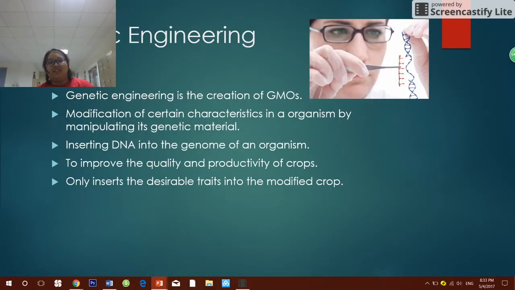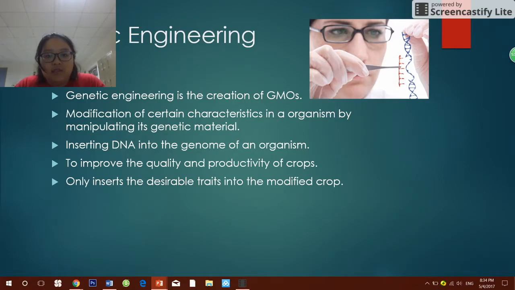Genetic engineering. Genetic engineering is the creation of GMOs. It is the modification of certain characteristics in an organism by manipulating its genetic material. It inserts the DNA into the genome of an organism. It pursues the same purpose as conventional breeding and selective breeding, since it is to improve the quality and the productivity of crops and organisms.